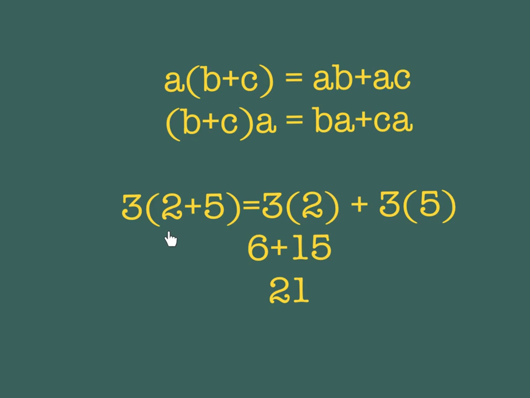Here's an example with numbers where 3 takes the place of your A, 2 takes the place of your B, and 5 takes the place of your C. So on the other side of the equal sign, you have 3 times 2 plus 3 times 5, which gives you 6 plus 15, which equals 21. So you take the 3 times the 2, add it to the 3 times the 5, and you get 21.